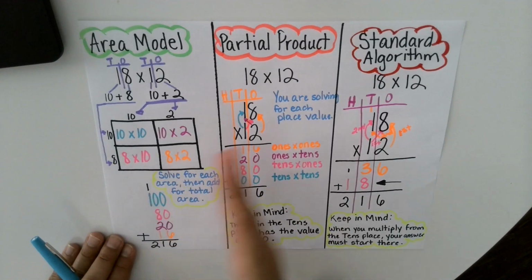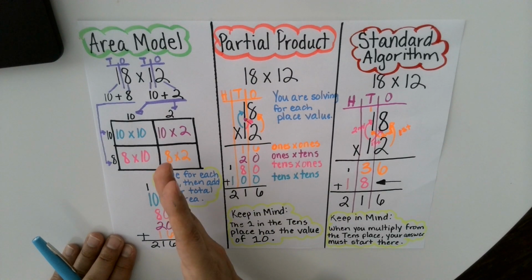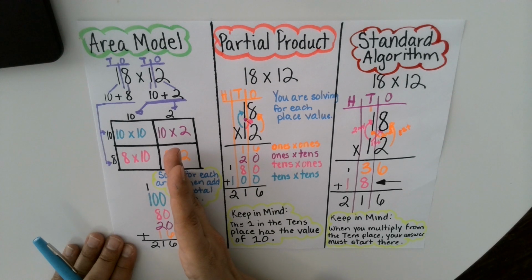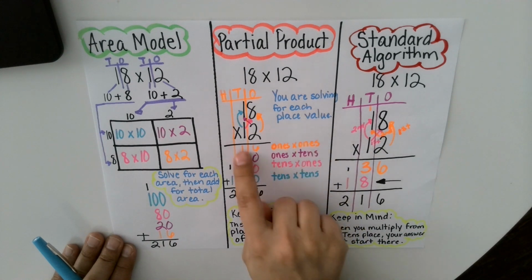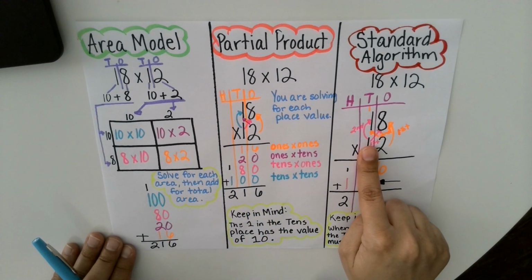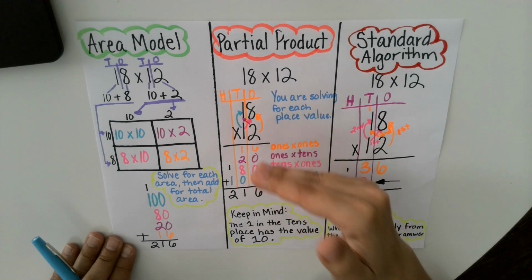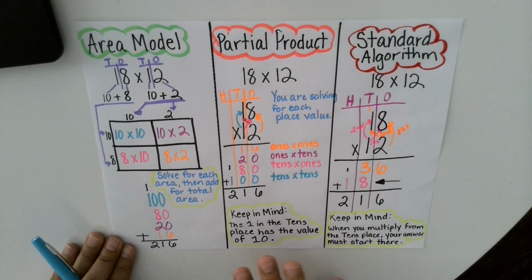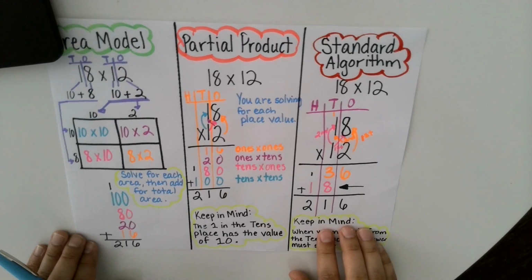So this is a nice little way to go from simple, which is area model, to something that looks more like standard algorithm, but we're still only solving one part at a time, the same way we did here. Now we get into standard algorithm.